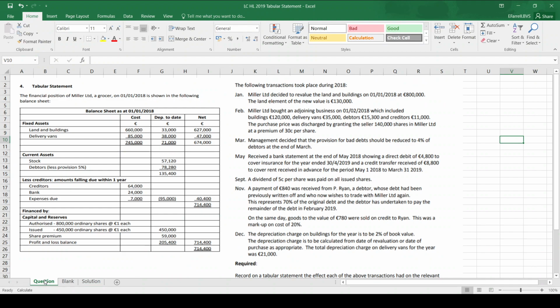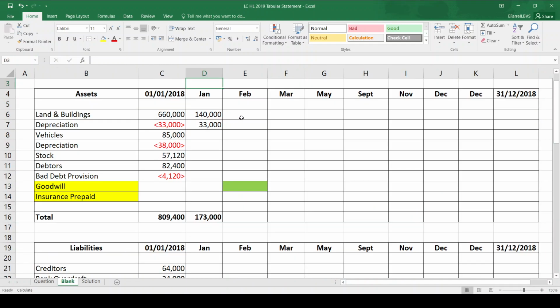The next month, February. So Miller bought an adjoining building. So when they bought this building, there were assets and liabilities, which are all listed there. So we just have to put in all these assets and liabilities, and the difference will be goodwill. And again, this is a common adjustment that comes up. So the first thing we have are buildings of 120 and delivery vans of 35. Delivery vans or vehicles are 35,000.